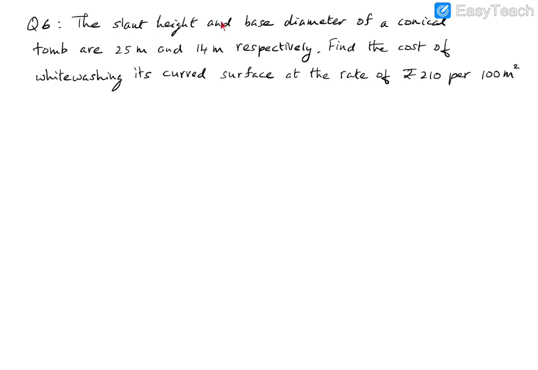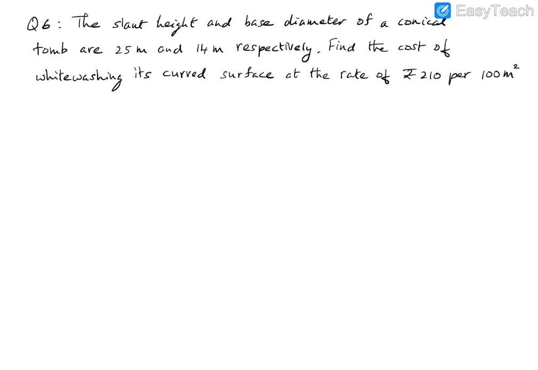We are given the slant height of a conical tomb to be 25 meters and the base diameter is 14 meters. We are asked to find the cost of whitewashing or painting the curved surface of the conical tomb, given that the cost of painting 100 meter squares is rupees 210. So if the cost of painting per 100 meter square is 210 rupees, we have to find the total cost of painting the tomb.